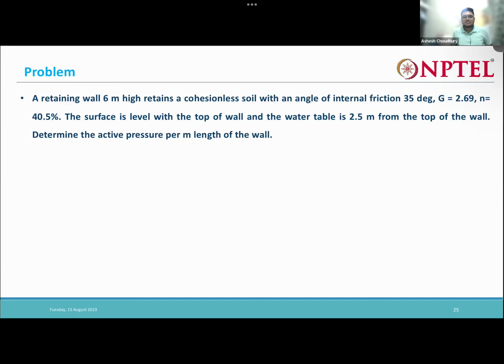A retaining wall 6 meters high retains a cohesionless soil with the angle of internal friction 35 degrees. G is given, N is given, N is nothing but the porosity. The surface is level with the top of the wall and the water table is 2.5 meters from the top of the wall. Determine the active earth pressure per meter length of the wall. Just try to solve.